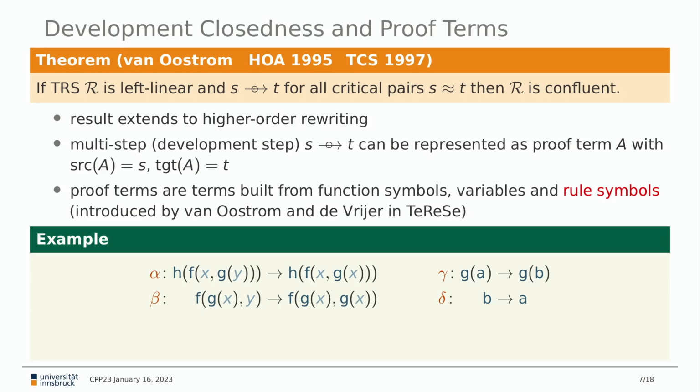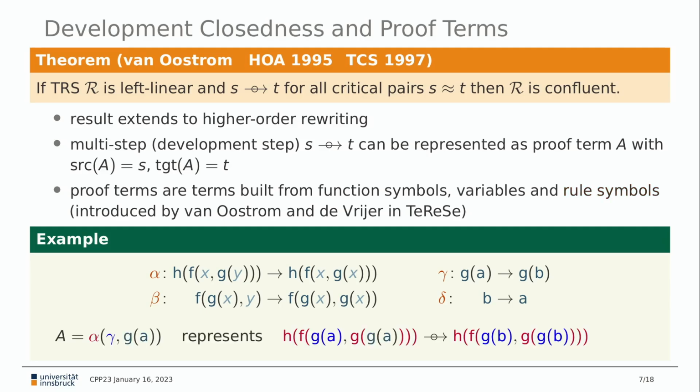So they have an arity, and then you have arguments, the arity being the number of arguments. And for example, this rule symbol alpha here has two variables on its left-hand side, the x and the y. So the arity of alpha is 2. And this looks then, for example, like this. So here we have an example of a proof term, alpha of gamma and g of a.